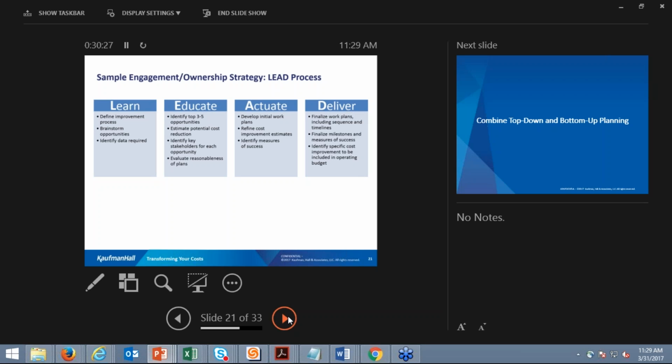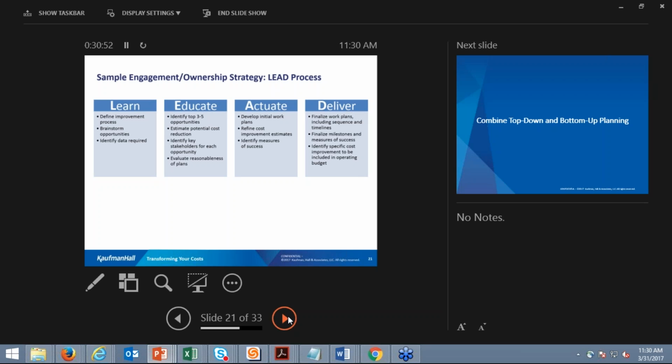So 1 to 2 all-day meetings, wait 3 weeks, all-day meetings, wait 3 weeks, and so on. And so the organizational leaders come together, and the first session is really an information session. Why are we here? What are we doing? What are the goals? What is the process improvement approach?